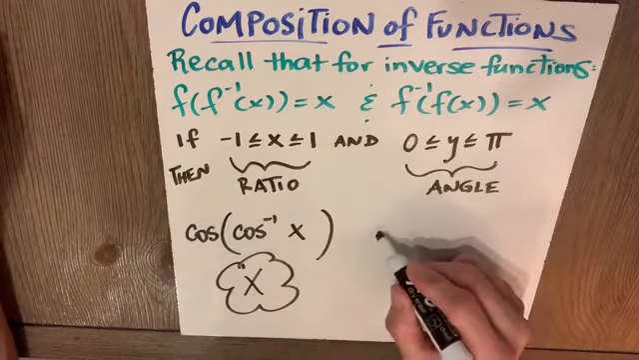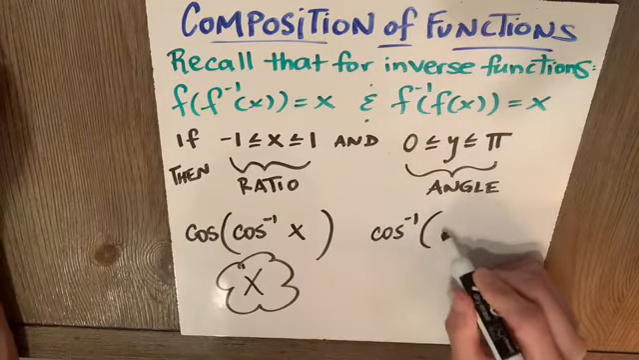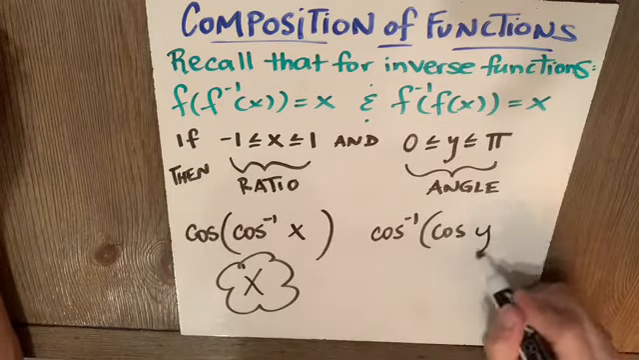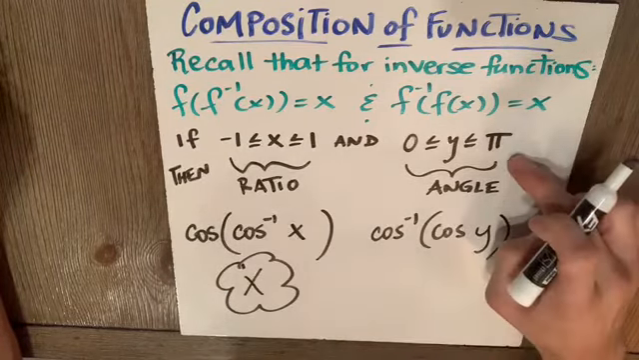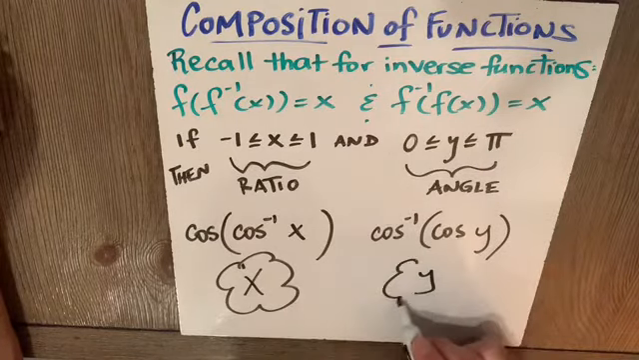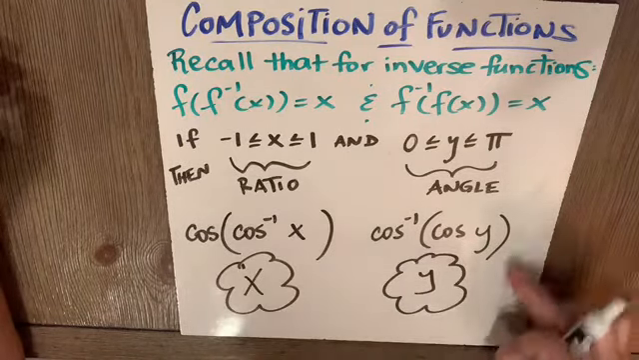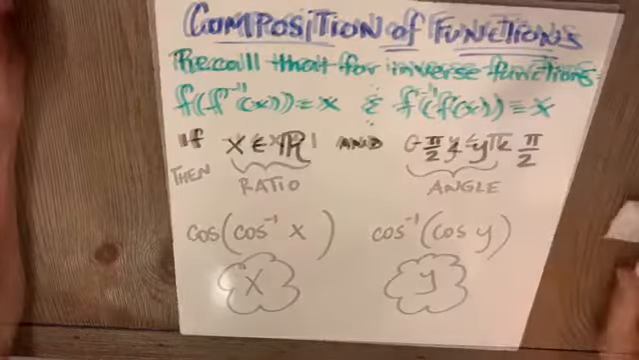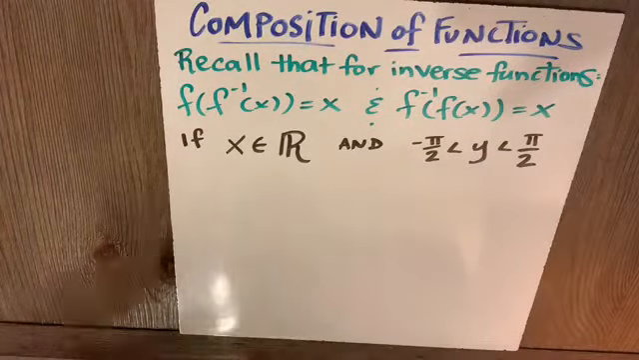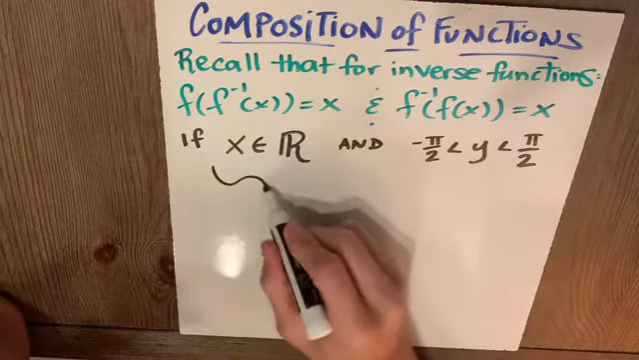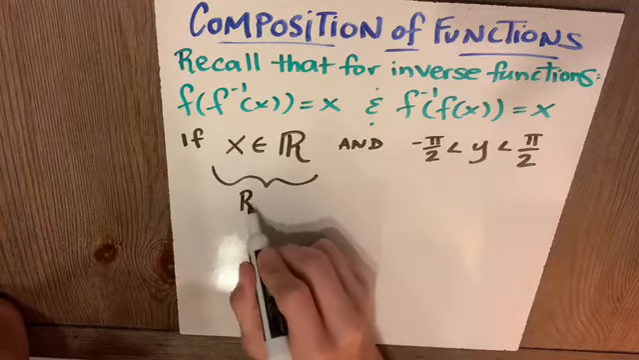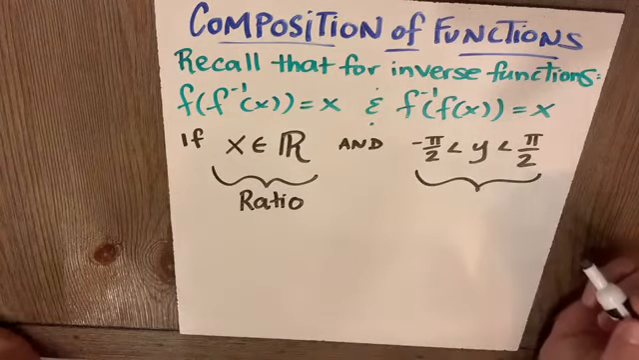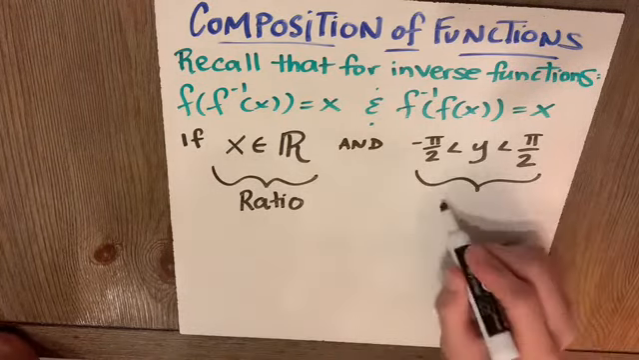And how about inverse cosine of cosine of y? Well, we take cosine of an angle. Oh, here the angle is y. So as long as y is between 0 and pi, then inverse cosine and cosine undo each other, and this simplifies to y. But we've got to make sure the conditions are right. What about if x is a real number? Well, in our previous examples, x was the ratio. So the ratio can be any real number. And the output, y, is the angle.